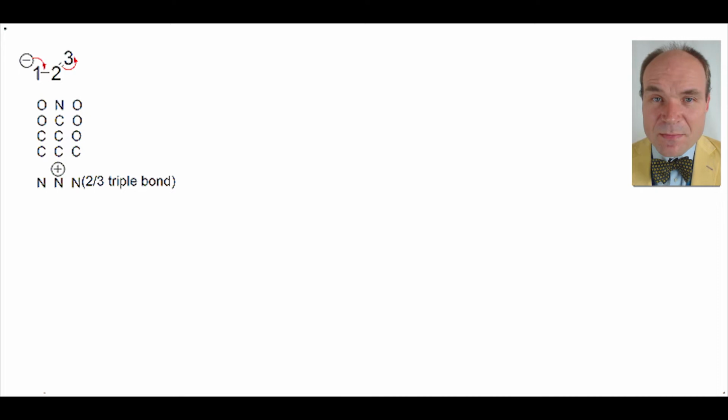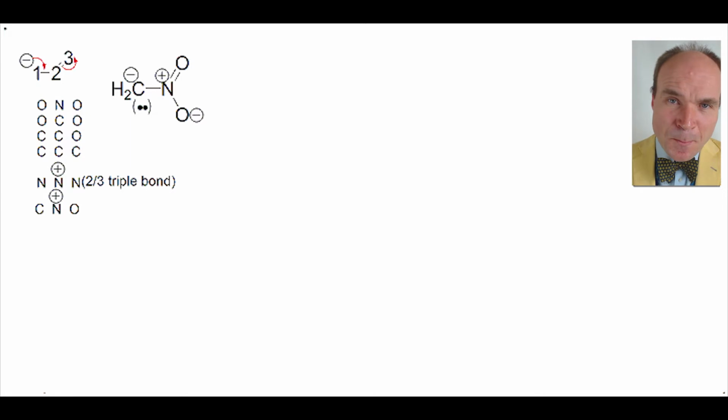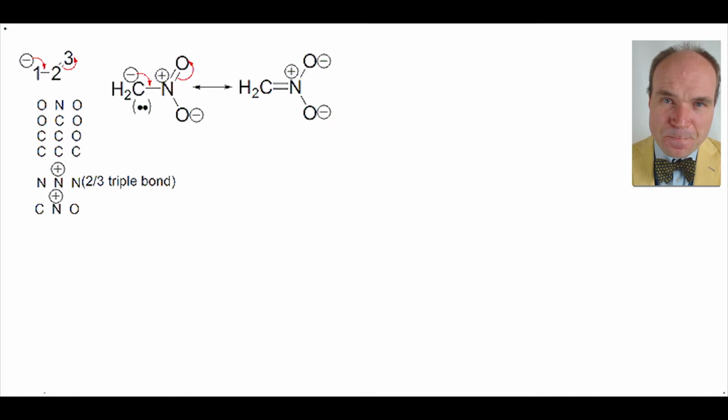Now we're going to look at an example where carbon is the first atom, nitrogen is the second atom, and oxygen is the third atom. Here it is. And given that we're fitting it to the same model, as you'd expect, we see the same mechanism. There is an extra oxygen with a negative charge on it, but it doesn't participate in the mechanism.